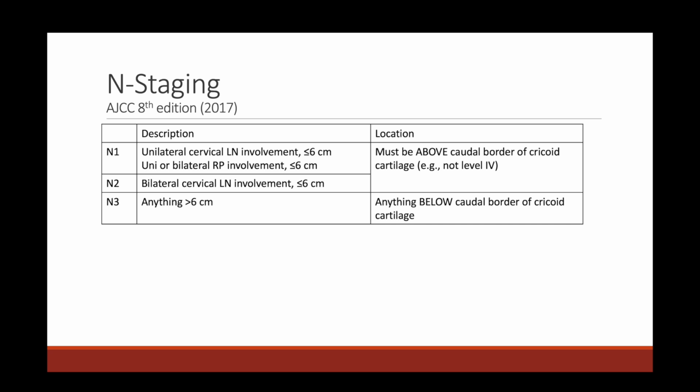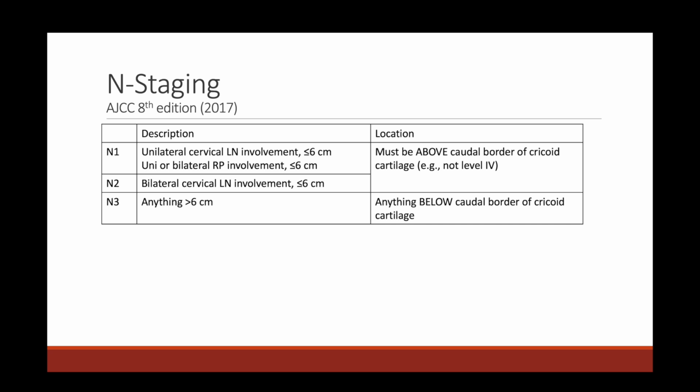N2 is then if you have bilateral cervical lymph nodes up to 6 centimeters in size, and again, these have to be above the caudal border of the cricoid cartilage. Anything that measures greater than 6 centimeters, or anything that's located below the caudal border of the cricoid cartilage that's still a cervical lymph node, that would be considered N3. So above 6 centimeters or below the caudal border of the cricoid, then it's N3. Otherwise, you're N1 or N2. And remember, N1 is unilateral cervical or bilateral retropharyngeal up to 6 centimeters, and then N2 is bilateral cervical up to 6 centimeters.